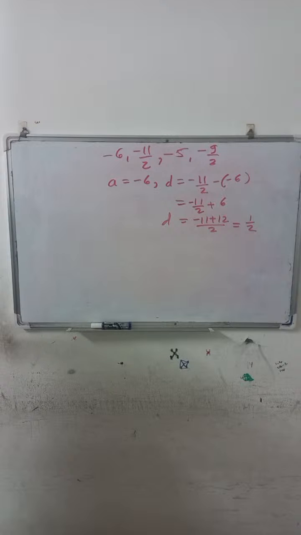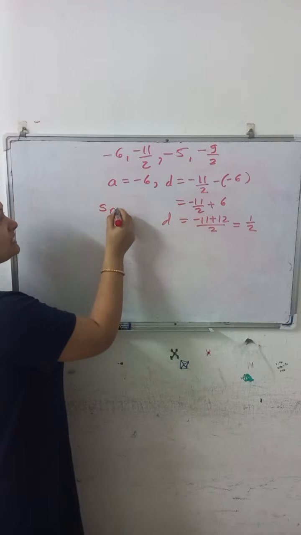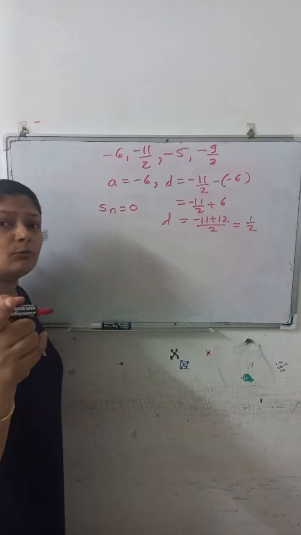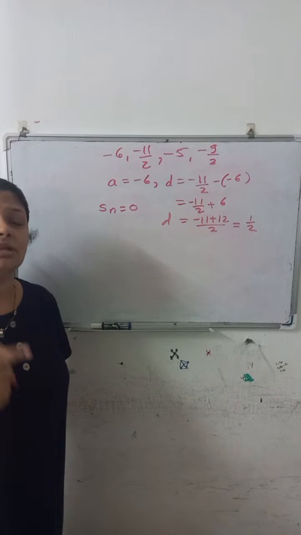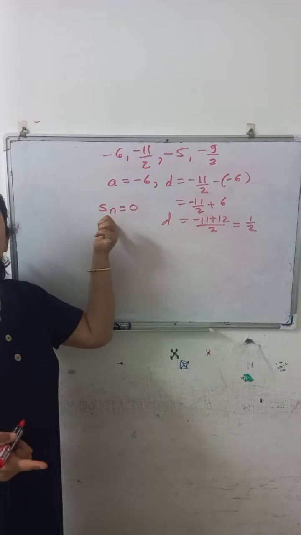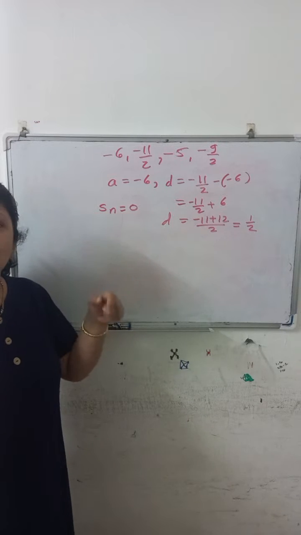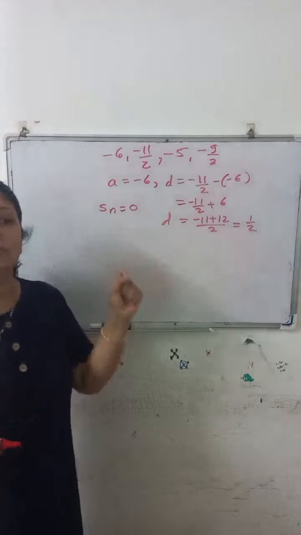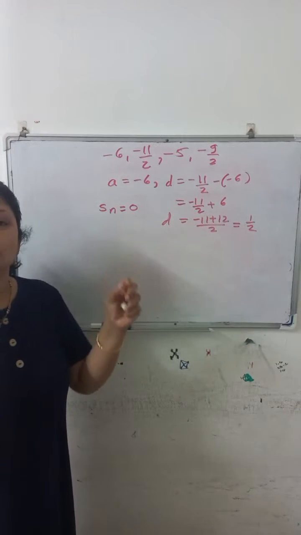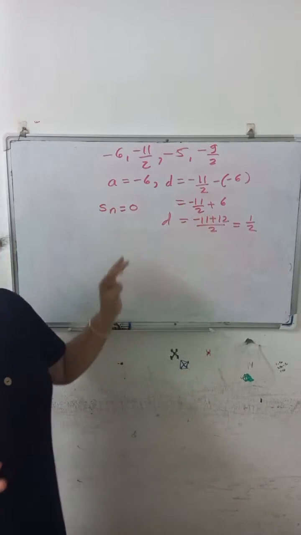Now, they are asking how many terms we require to get the sum equal to 0. That means the sum is already given as 0, and I have to find the number of terms. How many terms are there so that when we add all the terms, the sum is equal to 0? Are you getting the question?